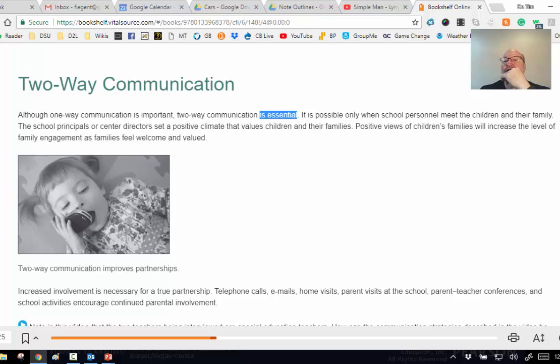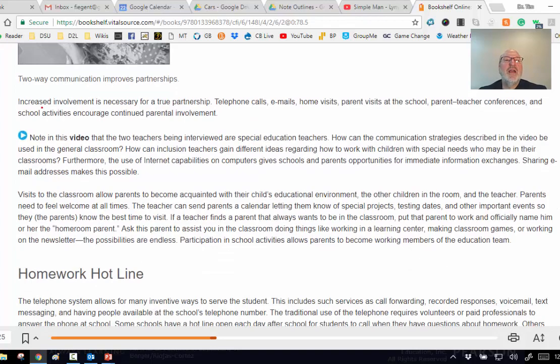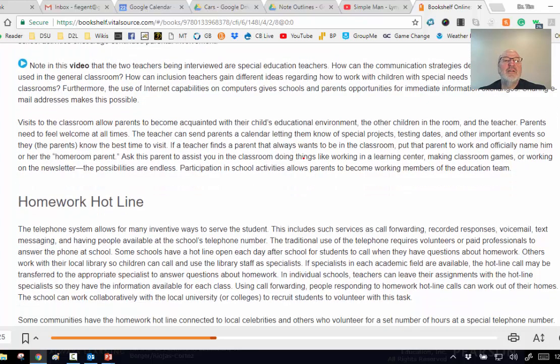Two-way communication. And you can imagine that's impossible unless school personnel meet the children and their family. A school principal or center director who sets a positive climate that values children and their families will increase the level of engagement. And that's obviously so. And then two-way, increased involvement is necessary for true partnership. Telephone calls, emails, home visits, parent visits, all these things. So I want to look at those with you.